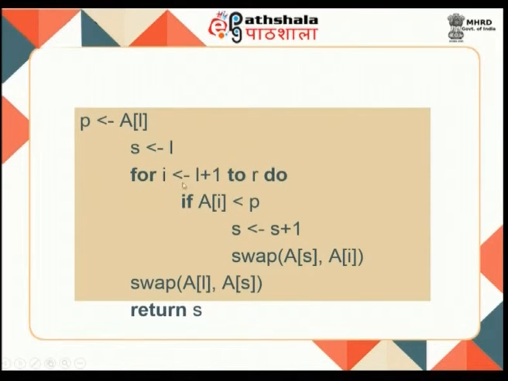So, you can see very well once you have the final exit of this loop, then A of L is swapped with A of S and S is being returned as the pivotal element. This kind of algorithm is what we are calling the Lomuto algorithm.